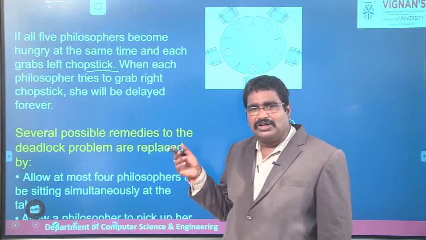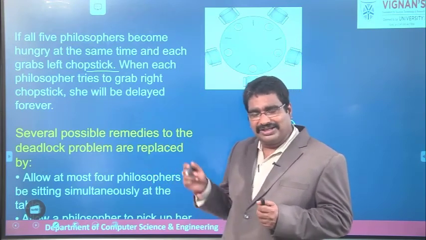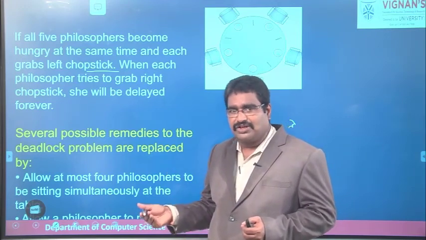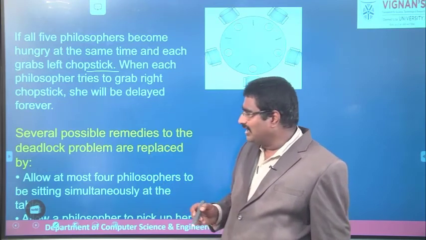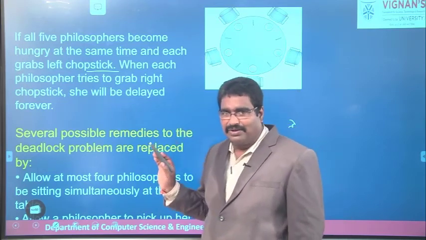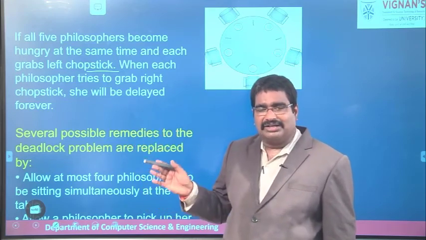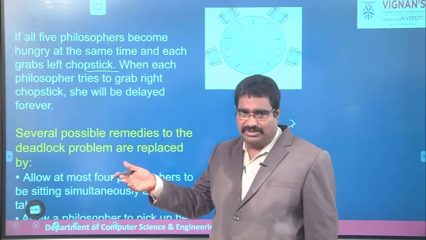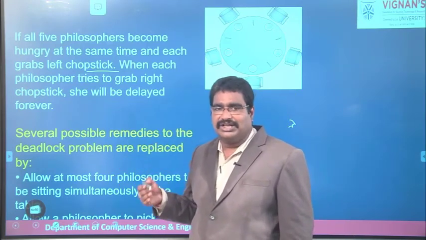But for the philosopher to perform the eat operation, both chopsticks must be available. Here every philosopher holds one chopstick and is waiting for another chopstick, so they are unable to complete the eat operation. This is an example of the deadlock problem. Every philosopher holds one chopstick and is waiting for another chopstick held by another philosopher. So everyone is waiting for another philosopher to complete the eat operation.